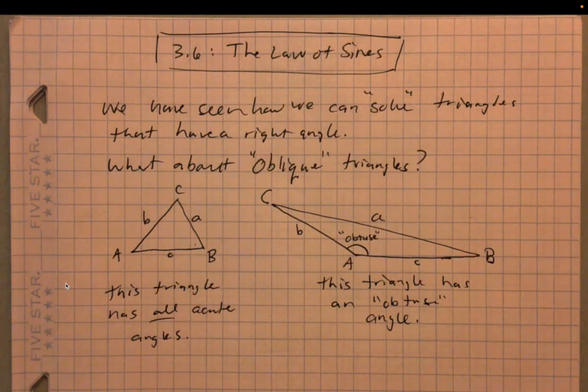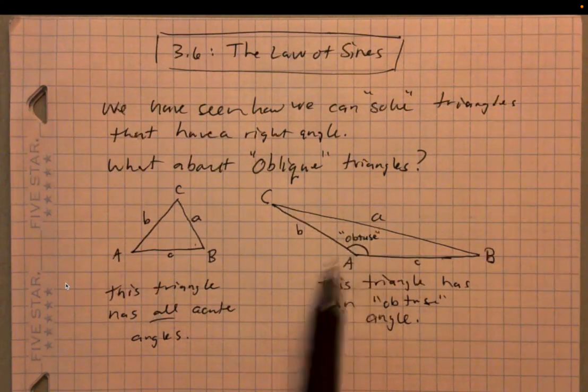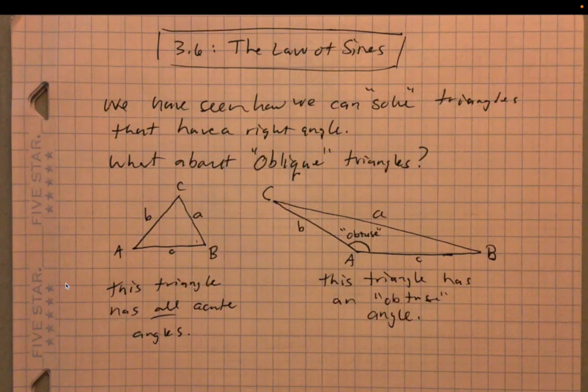Both of these are what we would call oblique triangles because they're not right triangles, but they can come in different varieties. You can have the case where all of the angles are acute, or you can have the case where one of the angles is obtuse, one and only one. You can't have two obtuse angles, otherwise your triangle would exceed 180 degrees.